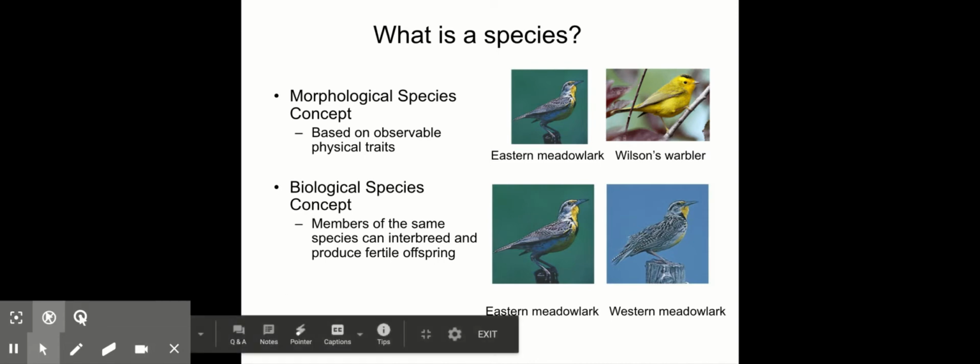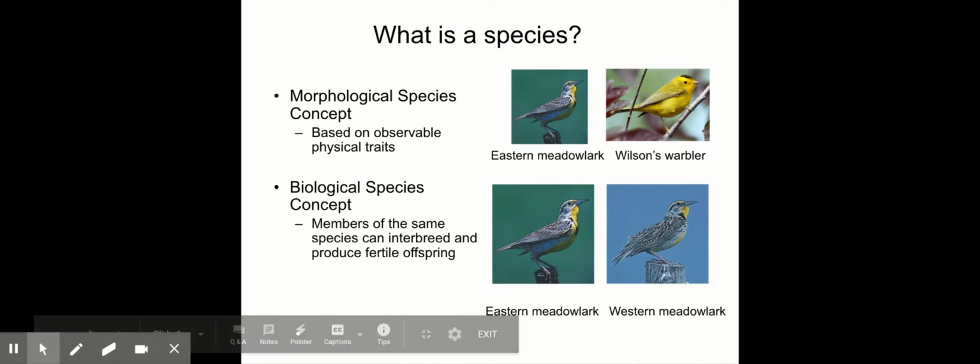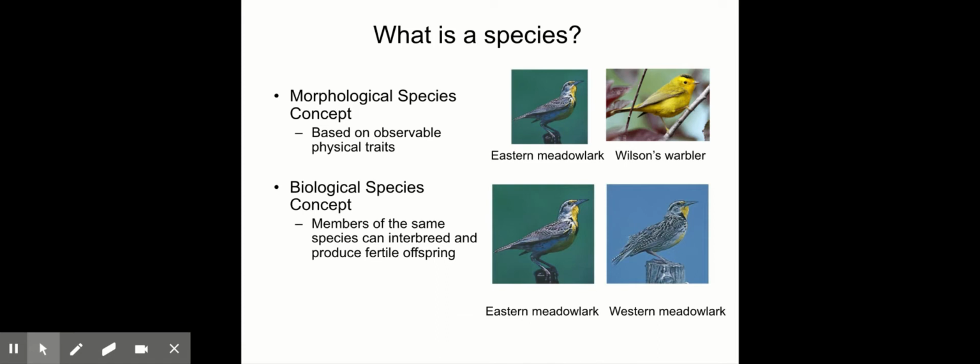Well, the definition of a species is really almost impossible to nail down because there are not these very discrete separations between all species in nature. So biologists have a number of ways of potentially defining where one species ends and another begins, or whether these two organisms are the same species or not.